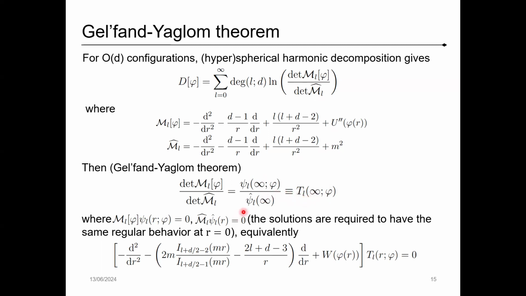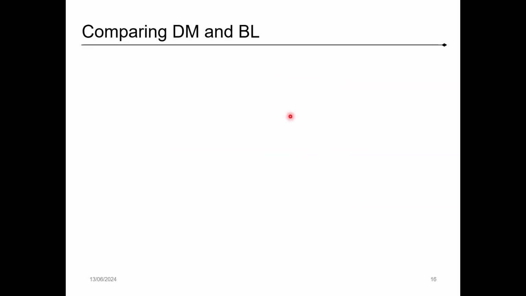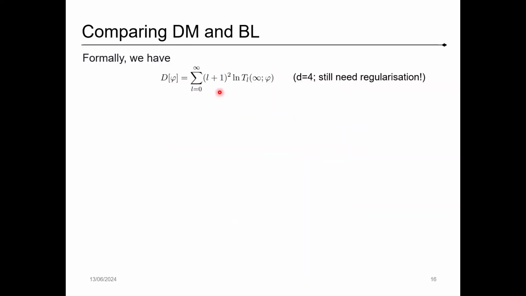Instead of solving these two equations, you can of course solve for T L directly, and this is the equation of motion for T L. I didn't introduce W. W basically is U prime phi minus M squared, where M squared is the mass around the false vacuum. Now solve for T L and substitute it to here, and you get d phi. Very simple.